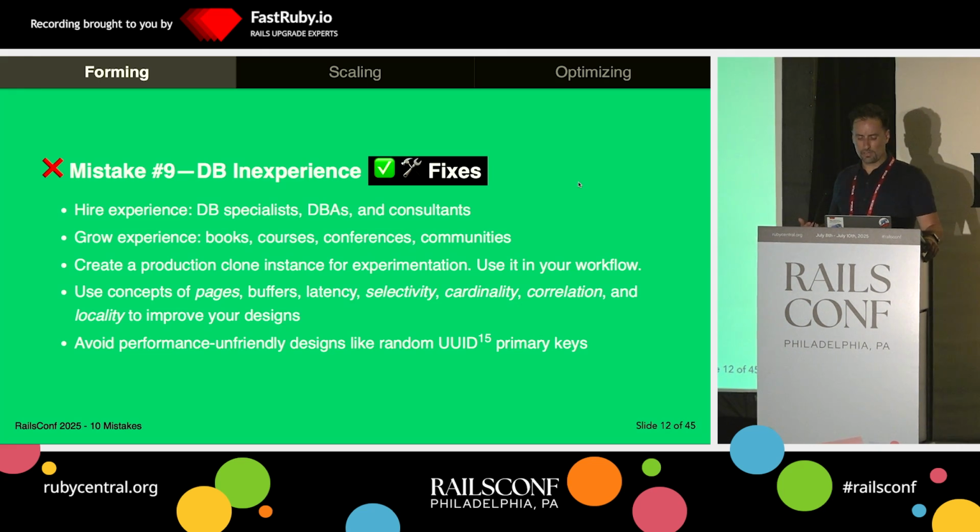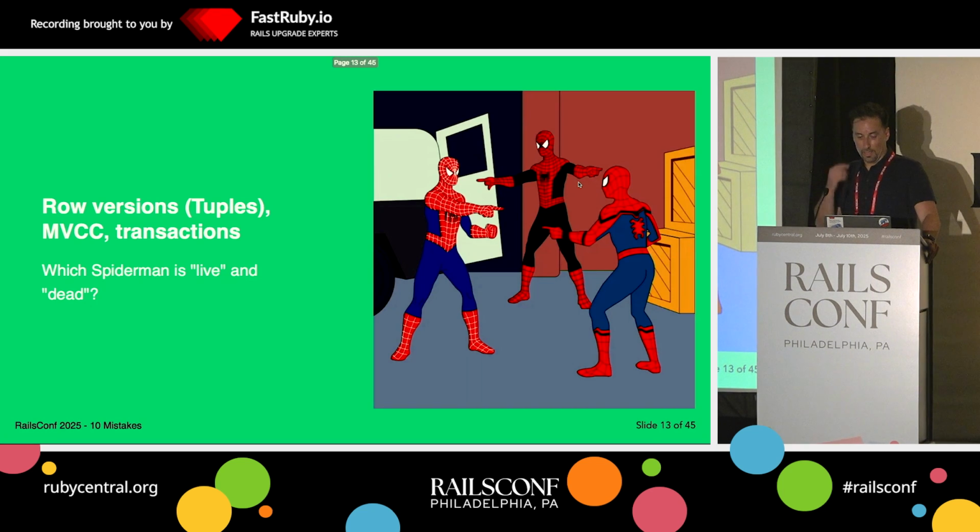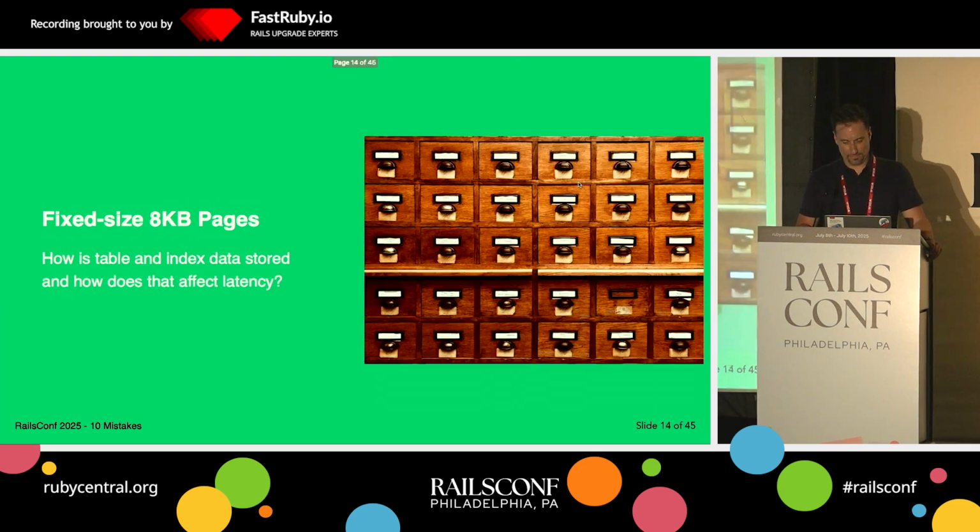And as you gain more experience, you can use these concepts of pages and buffers and selectivity and cardinality in your designs to help improve your designs and reduce latency in your queries. And you can learn to avoid performance unfriendly designs like random UUID primary keys. I just wrote a blog post on that that's linked up here. You can check it out if you're interested. So you'll learn about row versions, and you can figure out which Spider-Man is the live Spider-Man and which one is the dead Spider-Man. You'll learn about fixed size pages where data and index entries are stored, and how dense or sparse your storage is and how that affects latency.